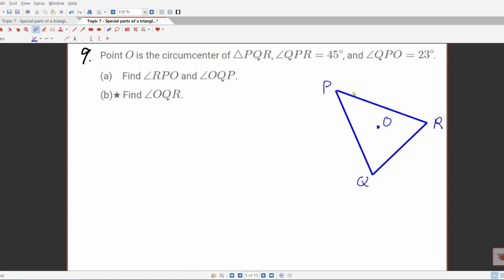Okay, we know QPR is 45 degrees. QPO. Okay, let's connect these. So all of the 3 segments are the radius of the circle, right? OP equals OR equals OQ. These three sides are equal. And QPO is 23 degrees. Alright, so that means this angle is 22 degrees, right?